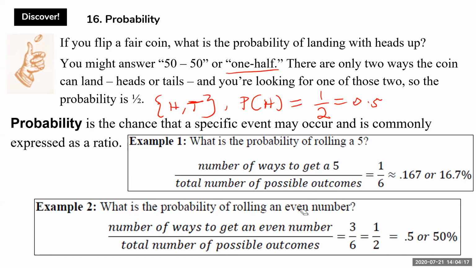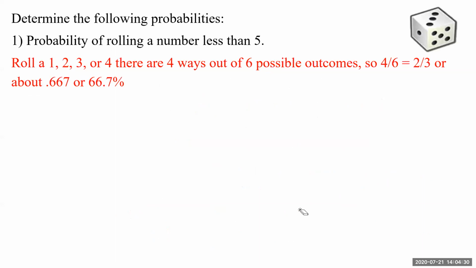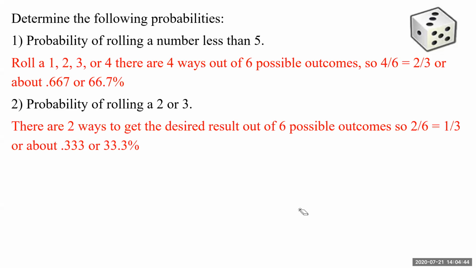Okay, we will look at the rules of probability, and we will look at that in detail. So determine the following and see what we can do. And then we come to the rules of probability. So probability of rolling a number less than 5. That is what? 4 out of 6, which is 2 out of 3 as a reduced fraction, and as a percentage, 66.7.